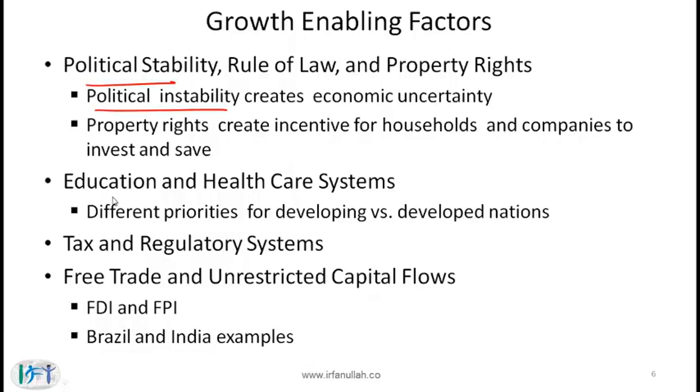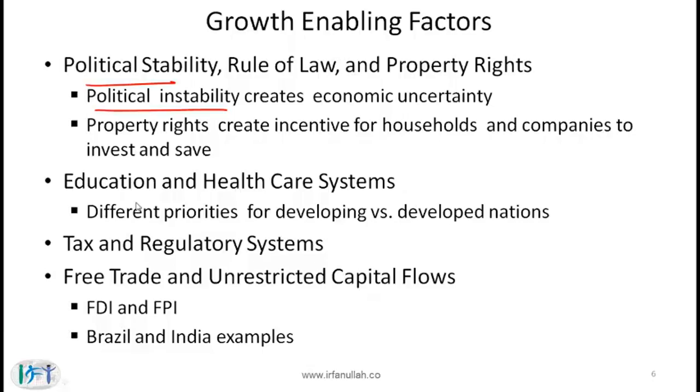Next, education and healthcare system. So this is again rather obvious. Countries with good education systems will have more productive workers. More productive workers means higher GDP per capita. Healthier people obviously will work better, work longer, so that has an impact.